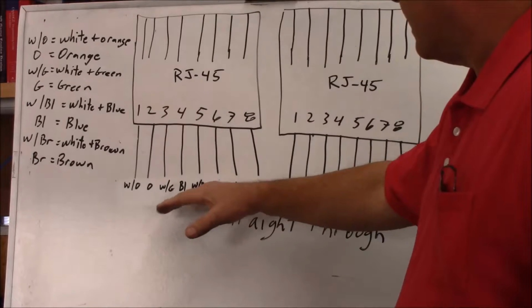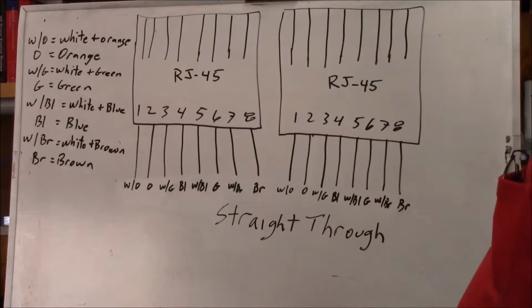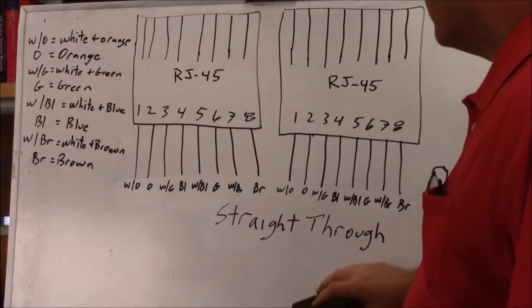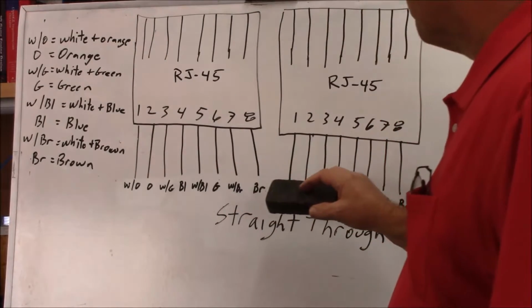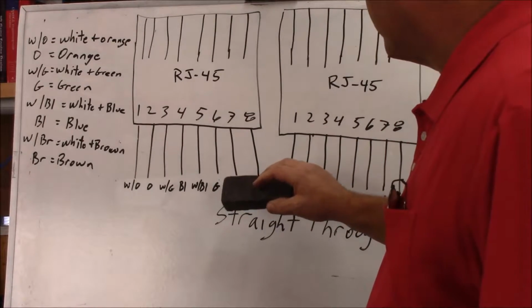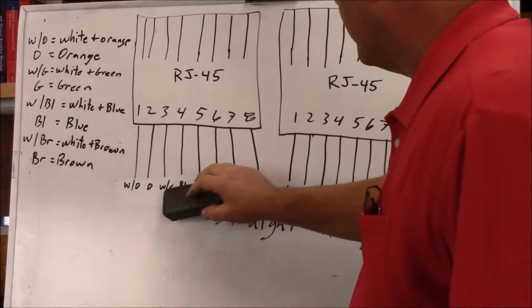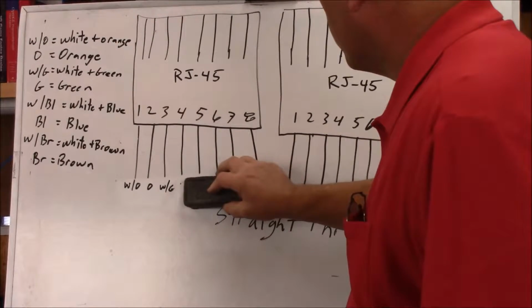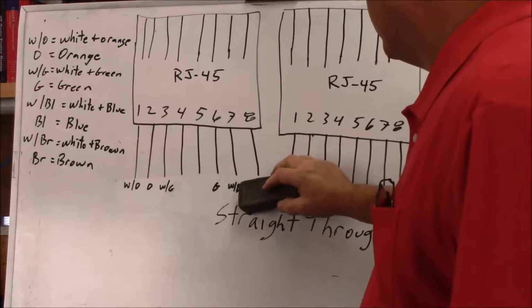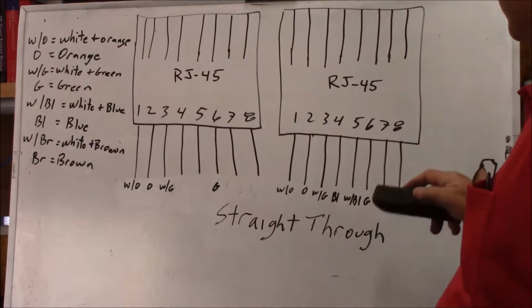And it's identical on both sides. And it looks a little bit strange, and the reason why is because back in the olden days, you didn't really need all these. You needed white, orange, orange, white, green. We didn't use blue. We didn't use white, blue, and we didn't use brown or white, brown, and brown.